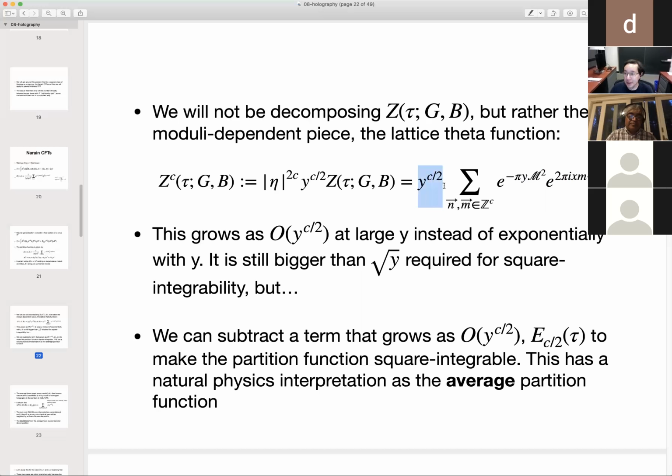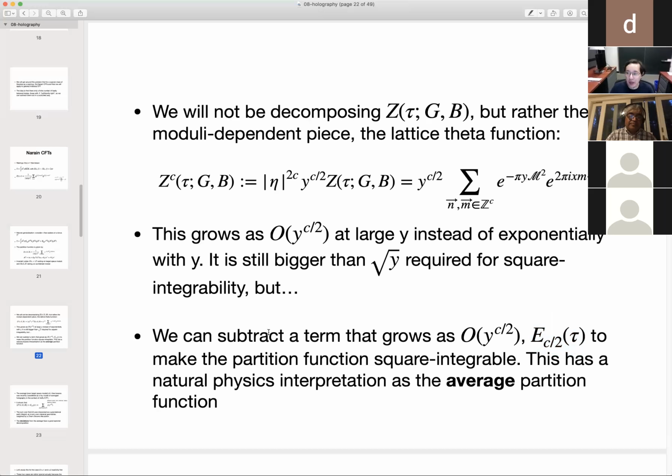What we're going to do is subtract out a term that grows as y to the c over 2 to get something that's square integrable. In particular, the thing that we're going to subtract out is the average partition function of the free boson. This was computed in a series of papers from about 1 year ago that I'll review momentarily. And it has a function. It's a function with a name. It's in fact another one of these Eisenstein series.